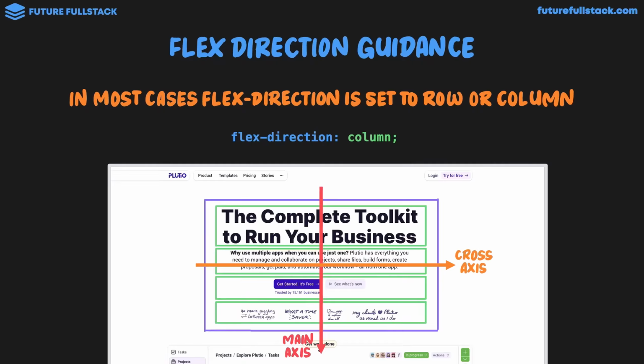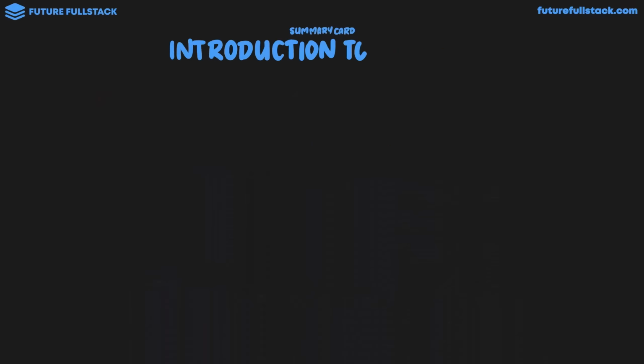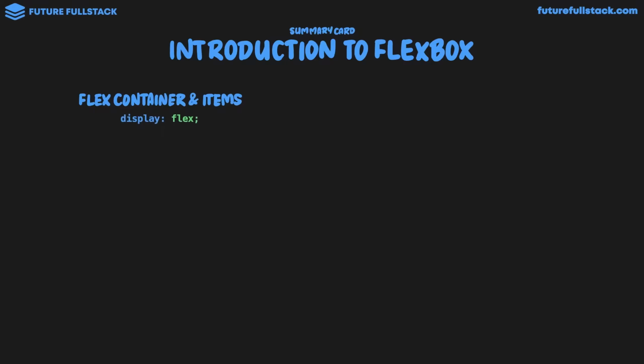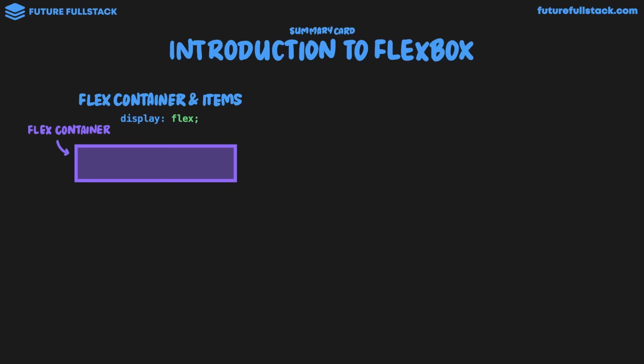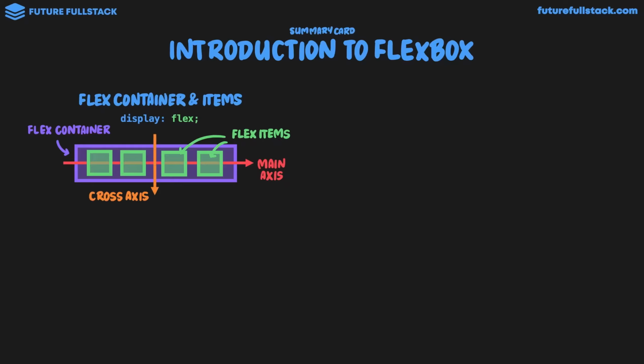So let's start building a summary card, an introduction to Flexbox. In this chapter, we looked at flex container and items. We saw that we activate Flexbox by using the display property and setting its value to flex. This then gives us a flex container, which is the parent, and inside it, we have flex items, which are the children. We have a main axis, which by default is in row and moves from left to right. And we have a cross axis, which is the secondary axis.